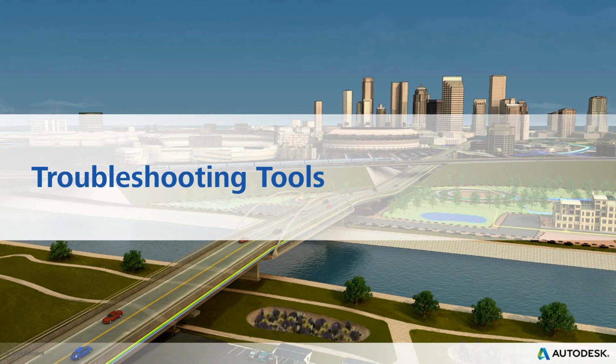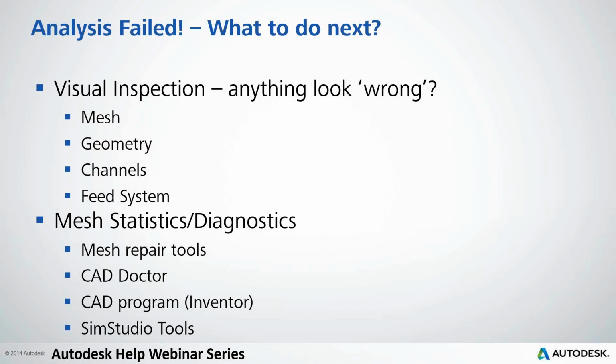All right, so moving on to Moldflow specific troubleshooting. Whenever you do get the analysis failed box, now what do you do? What's your first step? The first thing that we typically suggest is do a visual inspection. Does anything look wrong in the study itself? Then we look deeper into the mesh itself, so the mesh statistics, diagnostic tools, and use CAD programs to better troubleshoot if it's something with the CAD geometry or the mesh or both.